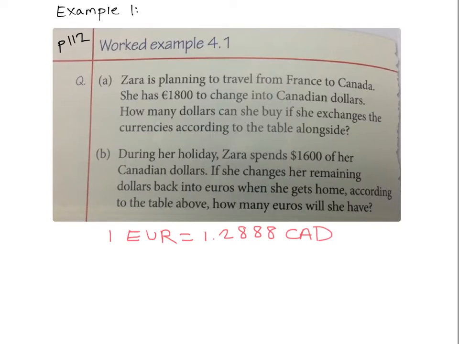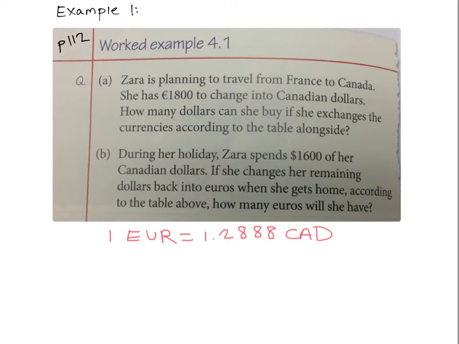So in this example from page 112 of your book, it says that Zara is planning to travel from France to Canada. She has 1,800 euros to change into Canadian dollars. How many dollars can she buy if she exchanges it according to, and I went ahead and just put the exchange rate on the bottom. They'll always give you that information. So 1 euro equals 1.2888 Canadian dollars.